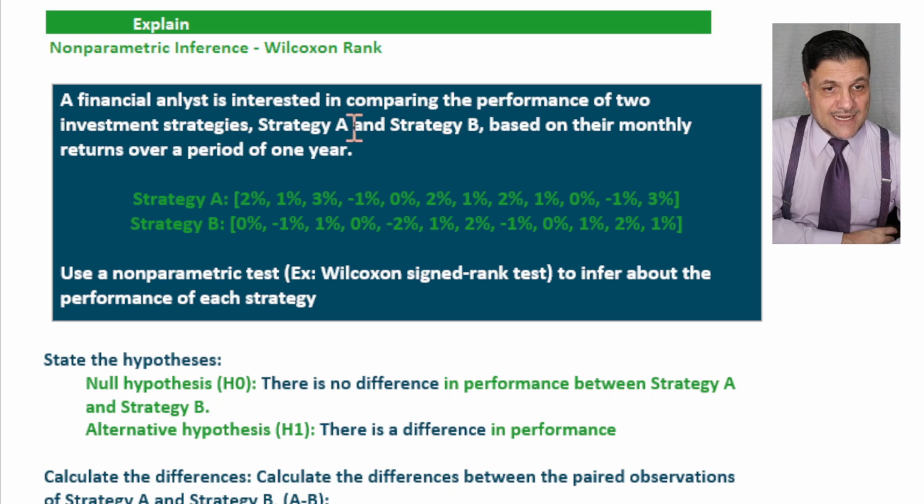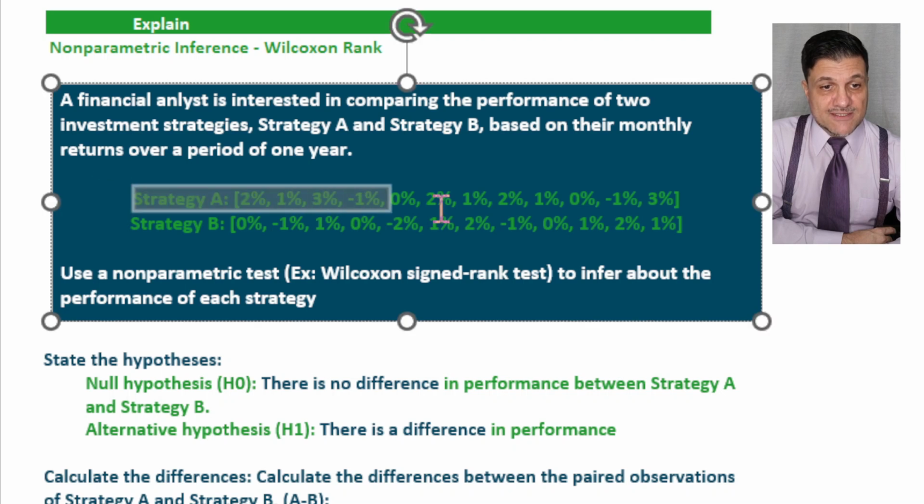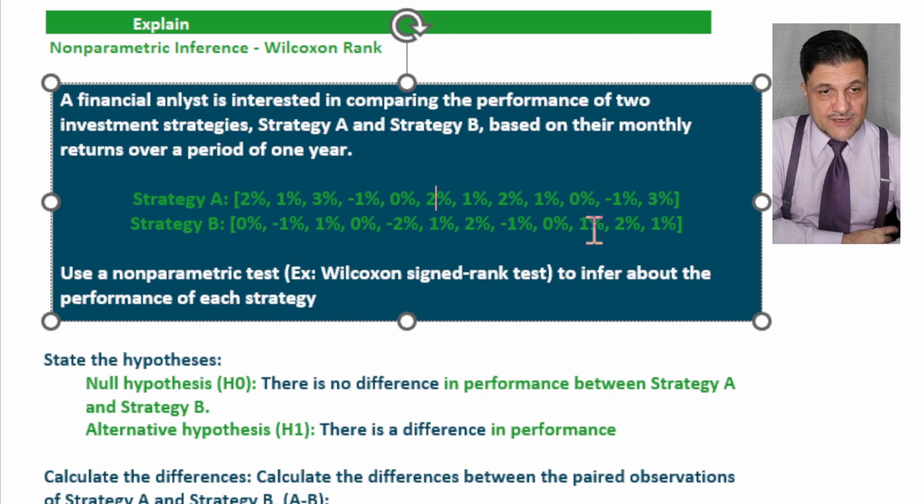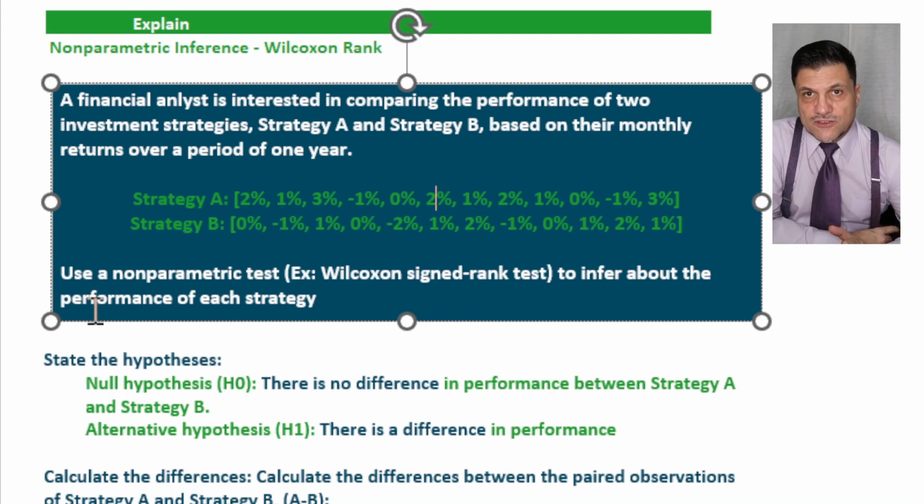A financial analyst is interested in comparing the performance of two investment strategies, A and B, and there are the monthly returns right there. So look at that: A, 2%, 1%, all this set, and B, there you go. Now, I predict that if the question is in the exam, they will tell you to use the Wilcoxon rank test. Or they're going to ask you to use the Spearman correlation test. So they're going to give you the name.